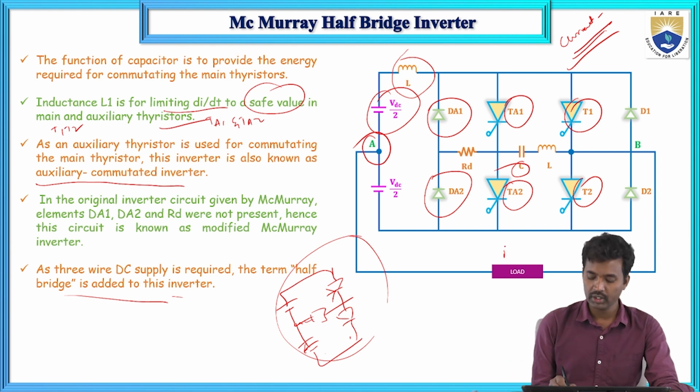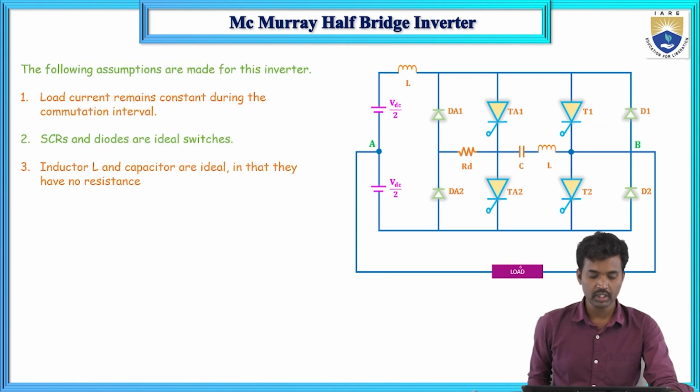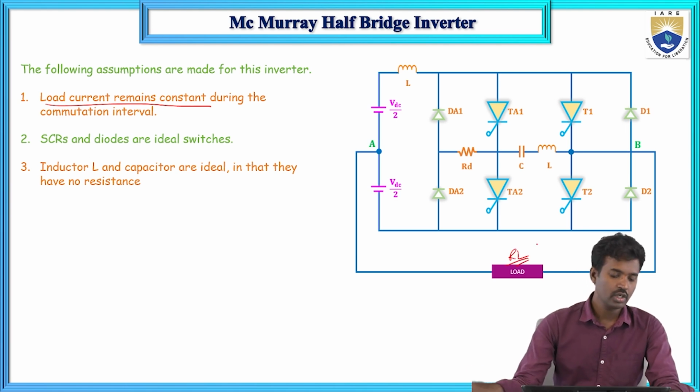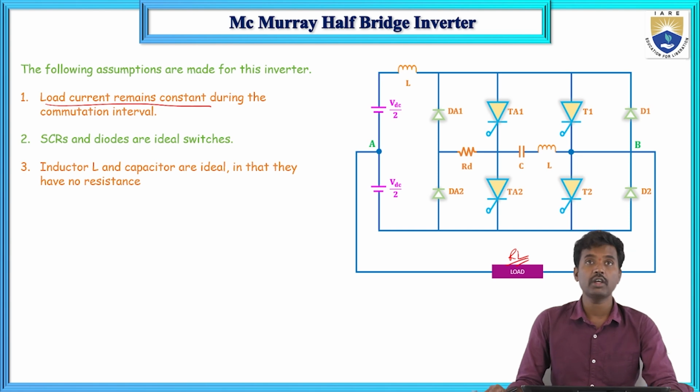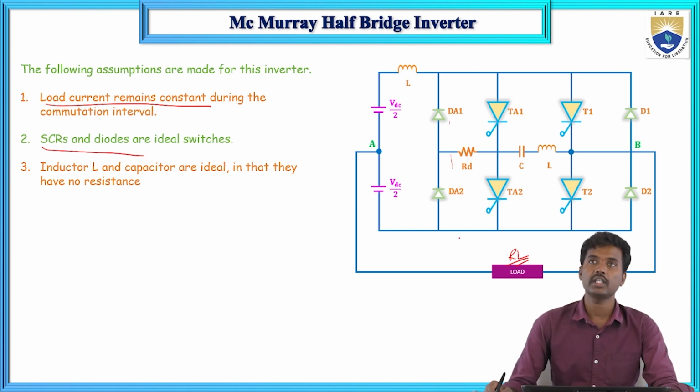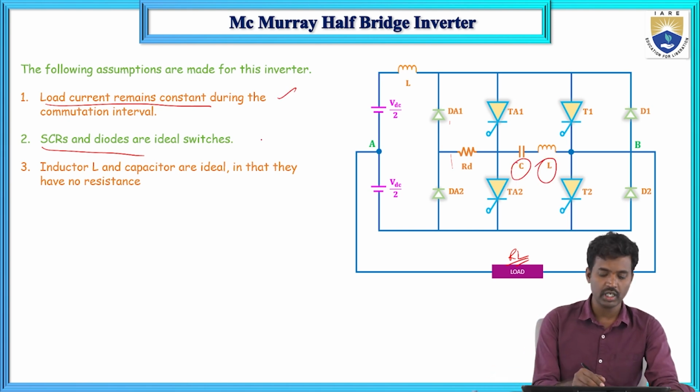Next, this load is an RL load. The load current is constant because a highly inductive load is used. These are the assumptions, a total of 3. First, the load current remains constant, since we are using a highly inductive RL load. Second, the SCRs and diodes, the auxiliary thyristors and diodes and the main thyristors and diodes, are ideal switches. Third, the inductor L and capacitors are also ideal; they have no resistance.